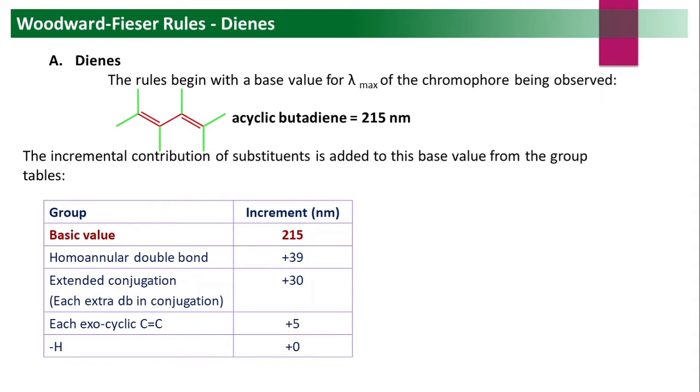So the base value is 215 nanometer, that is for acyclic butadiene. Then homoannular double bond. If two double bonds are present in one ring, a single ring, then you have to add 39 to this base value. म्हणजे आपल्याला ते 39 ॲड करायचे आहेत बेस व्हॅल्यूमध्ये.